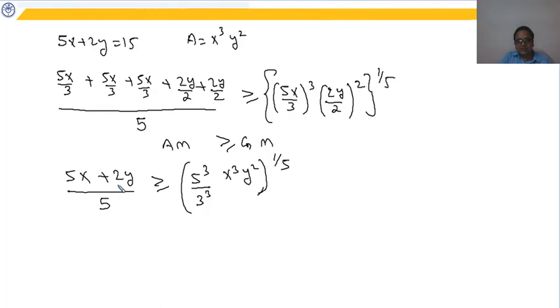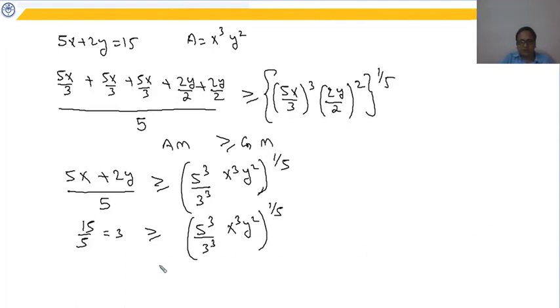Now 5x plus 2y is given as 15, so we can say 15 upon 5, which is 3. This is greater than or equal to 5 cube upon 3 cube x cube y square to the whole power 1 by 5.